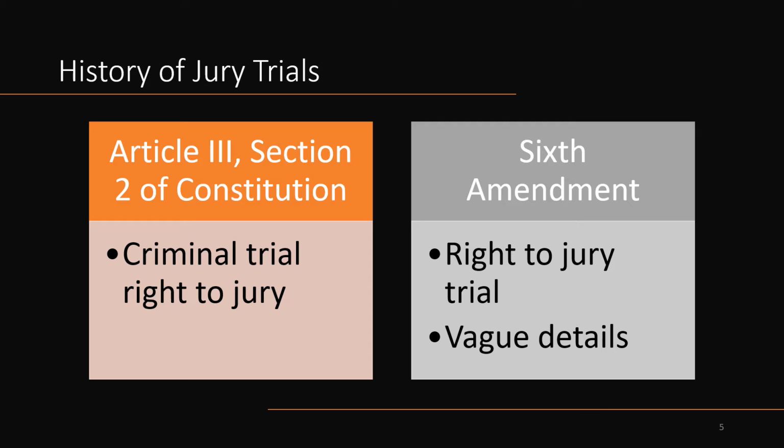U.S. history of jury trials first starts with Article 3, Section 2 of our Constitution, which mentions that criminal trials shall have a right to a jury. Our Sixth Amendment also confirms that right to jury trial, but the details are rather vague. Now, we also have the right to a speedy trial and some other rights regarding jury trials, and really what that means is not what's written in the Constitution, but what's been decided through case law since the inception of our country.